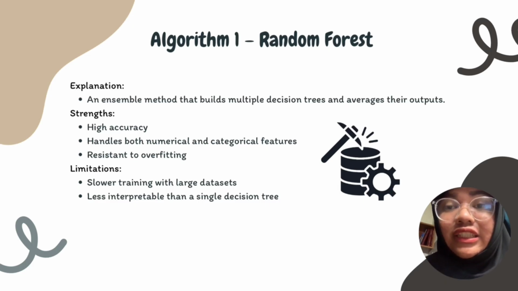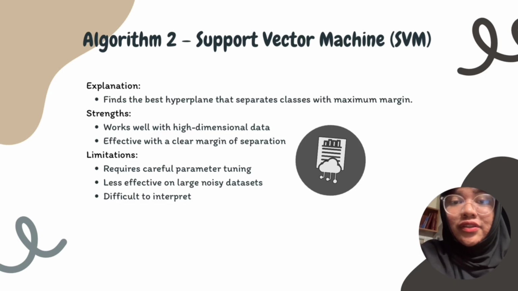a single tree. So the second algorithm, support vector machine (SVM), works by finding the baseline or hyperplane that separates the classes, like grade A from grade B. Its strengths are that it performs well on high-dimensional data and when there's a clear margin between classes. Limitations include the need for parameter tuning, lower performance with noisy data, and it's more difficult to interpret.